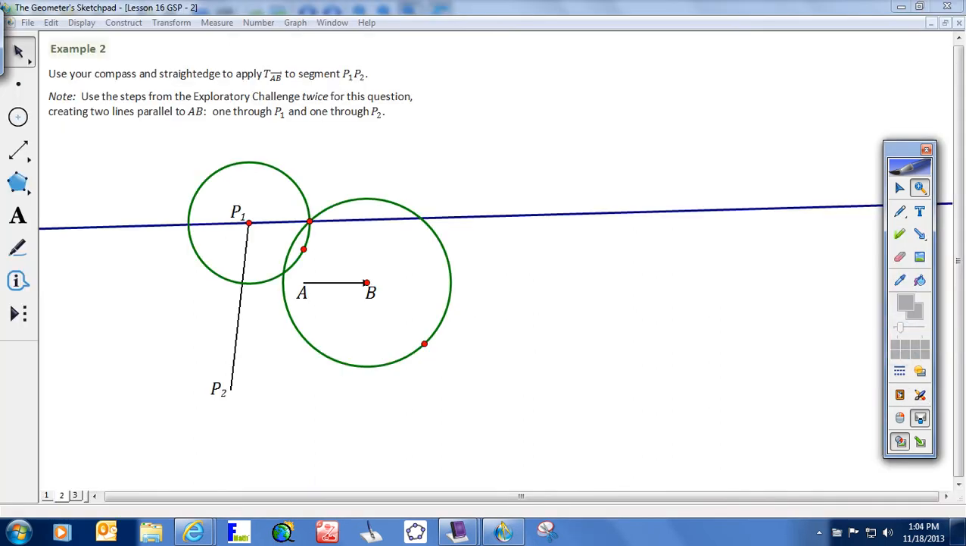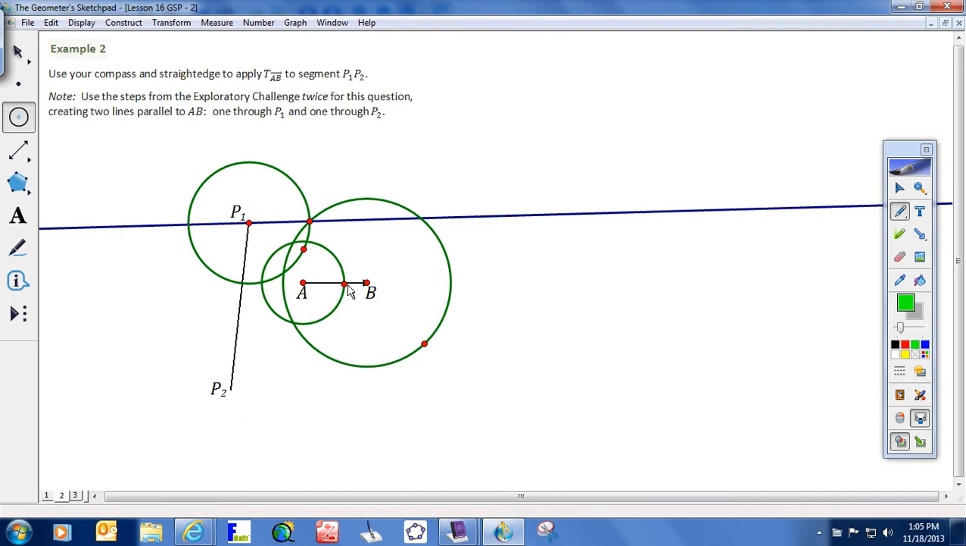Draw your circles, Dakota. There's plenty of stuff to do here. We're not just watching the screen. Okay. So to draw my second parallel line, I'm going to do the same thing. I'm going to draw another circle that has a radius of AB, but where am I going to place that circle? On P2. On P2.